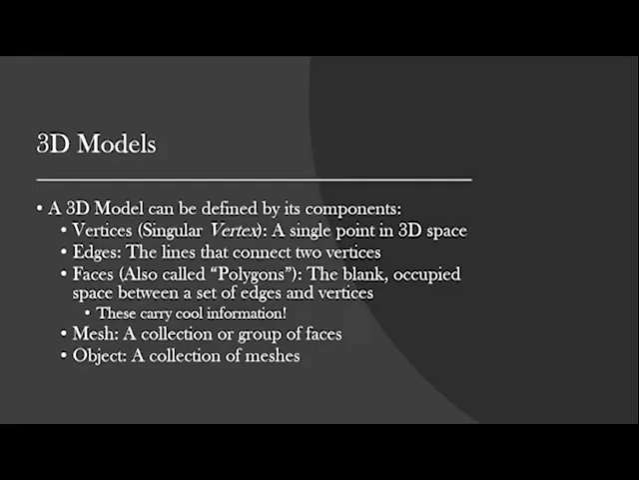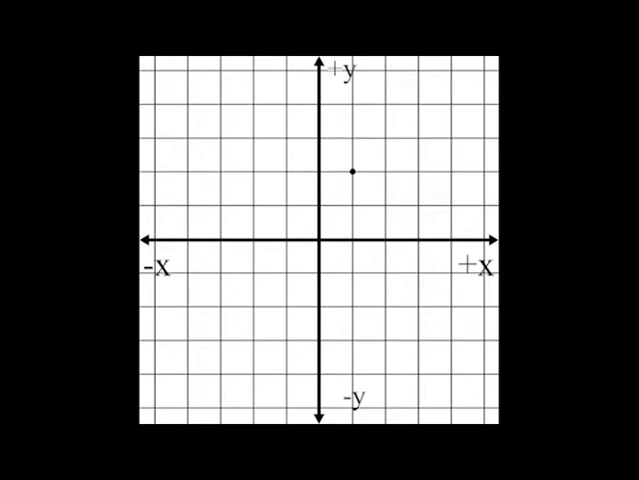Now again, with the 3D model, it can be broken down into its component pieces. Every model will always consist of these pieces. We'll start with the smallest one here. This is the vertex. Now a vertex, it's really simple. All it is in a 3D space is just a point. And that point has three values, an X value, a Y value, and a Z value.